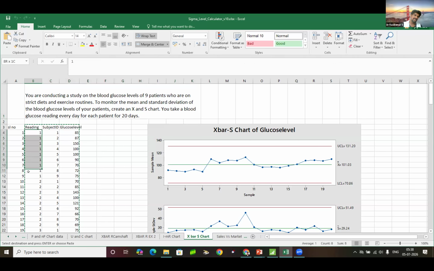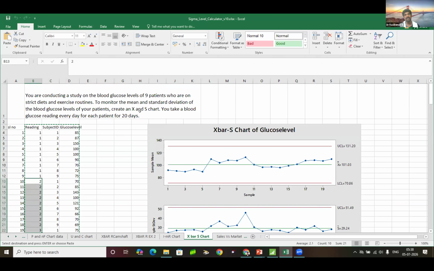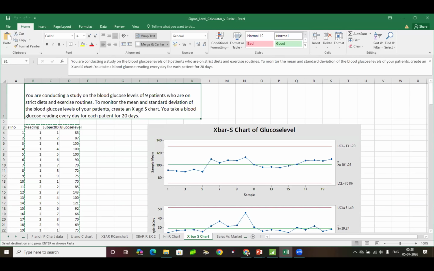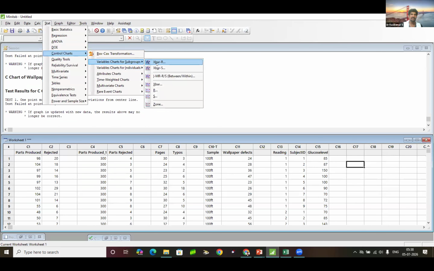So here you can see day 1, day 2, day 3. Like this, they are collecting for 20 days. If the doctor wants to know whether any patients are deviating from the diet or exercise or not taking the medications, the chart will indicate that. That is how it is easy to monitor the patients. Okay. So all of you have pasted it. Nice.